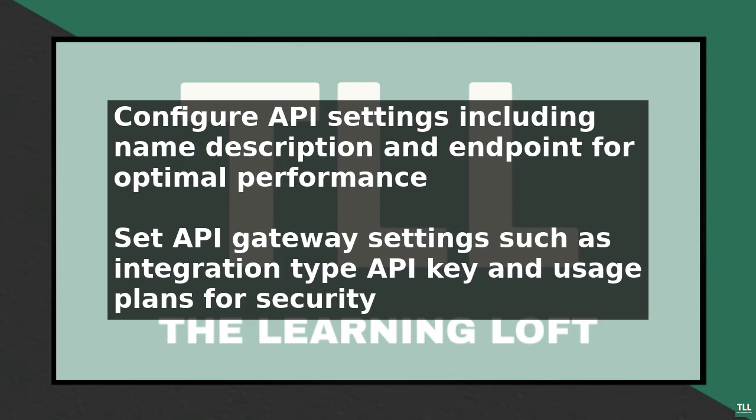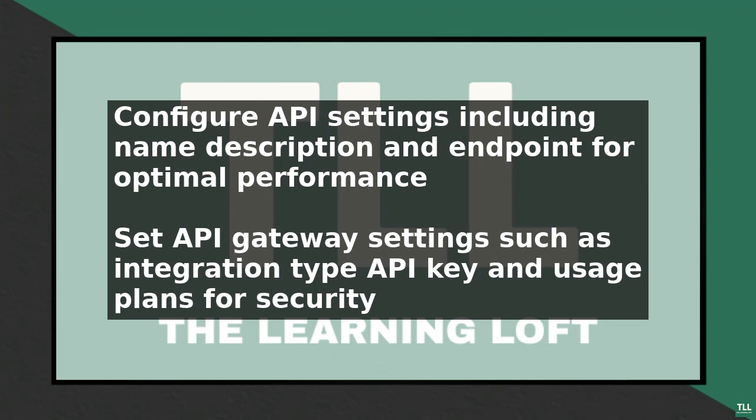Another important aspect of optimizing the AWS Amplify API category is security. You need to configure authentication and authorization settings to ensure that only authorized users can access your API. AWS Amplify provides built-in support for authentication and authorization using AWS Cognito and AWS IAM.